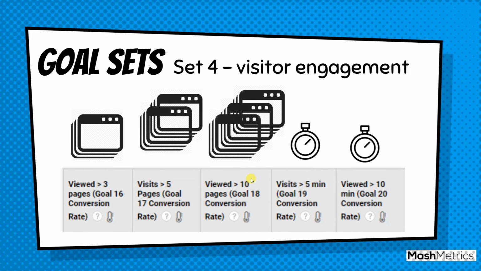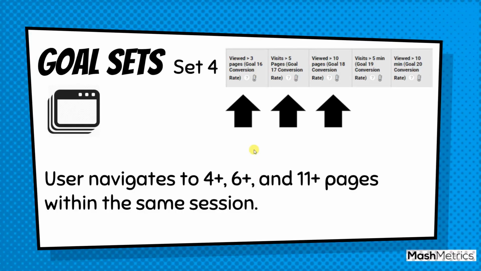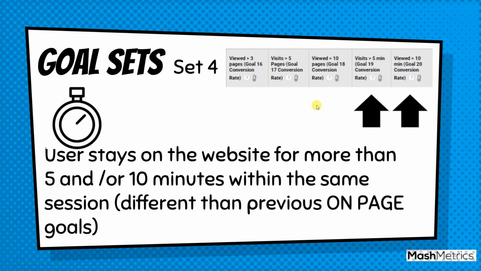Last but not least, we have overall visitor engagement. These goals are exactly as their labels imply, and rather than be dependent just upon a particular page, they're counted over the entire user's session. Goals number 16, 17, and 18 dictate whether the user spent 4 or more, 6 or more, or 11 or more pages during the time of their session. The last two, goal 19 and 20, just measure whether the user stayed, using normal Google Analytics session counting, more than 5 or 10 minutes.